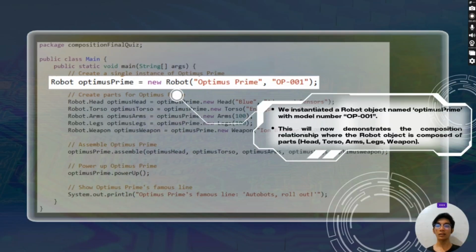Next, we instantiated a robot object named Optimus Prime. This object has a model number OP-001. This object demonstrates how the composition relationship works, where the robot object is composed of different parts such as head, torso, arms, legs, and weapon.